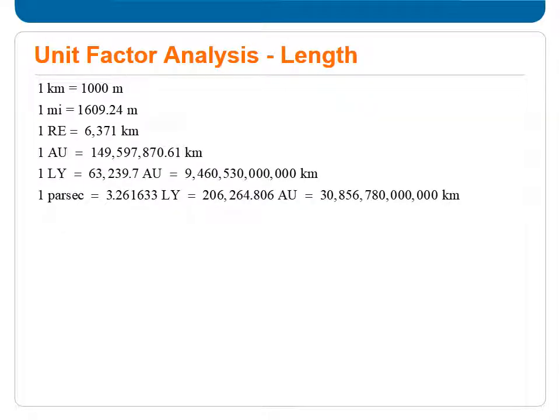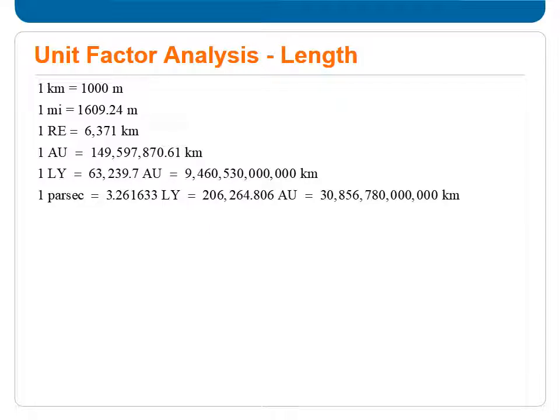Those equalities of length units can be used to form unit factors as well. 1 kilometer is 1,000 meters. 1 mile is 1,609.24 meters. The Earth radius is about 6,371 kilometers. Many distances to objects near Earth and the sizes of the outer planets in the solar system are expressed in Earth radius values. We'll see how using proportional reasoning and this natural unit of Earth radius makes some problem solving easier.